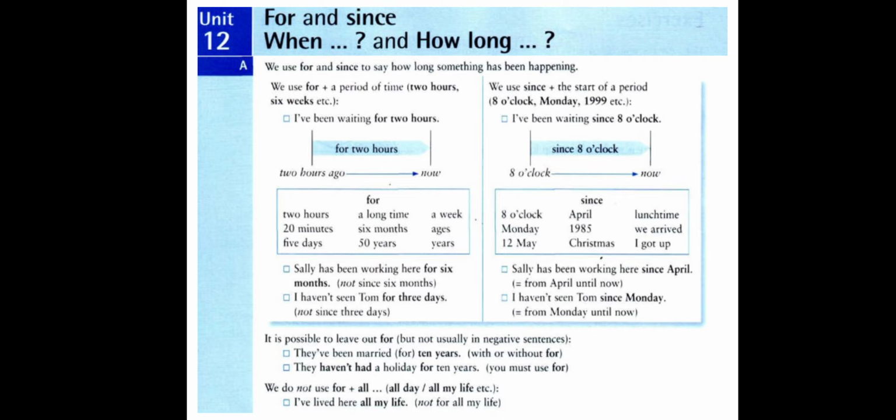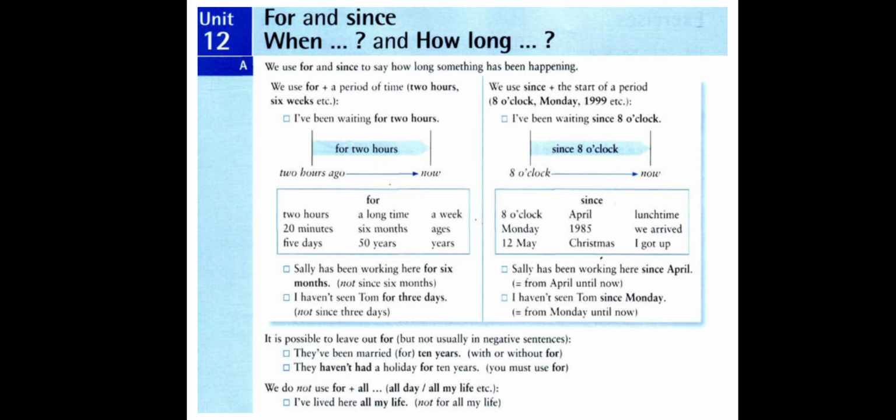So since is followed by the beginning of the period of action, but for is followed by the complete period of action. So when we say since 8 o'clock, we mean the action started at 8 o'clock and from 8 o'clock until now. So since can be followed by 8 o'clock, April, since the month of April until now. For example, now is October, then we say since April, or if we replace it by for, we say for 6 months. From April until October, the period is 6 months, so we say for 6 months.